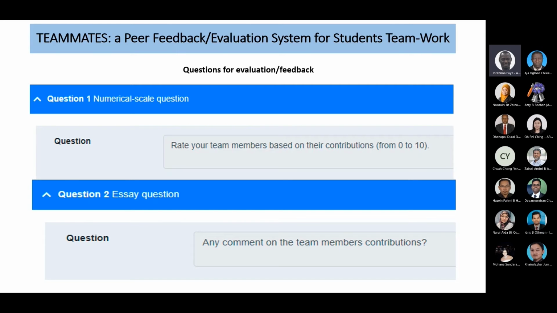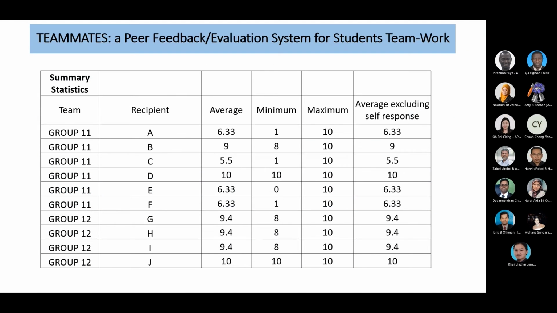Now from there, I will develop some questions. Usually, I just have 2 simple questions. You can have more. Now, how does the result look? This is just to illustrate. For example, I have these teams. I have the names of the students, and for each student, I know the average grade given by his team members, the minimum, the maximum, and the average excluding self-response.